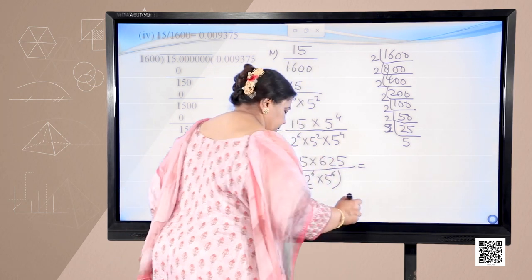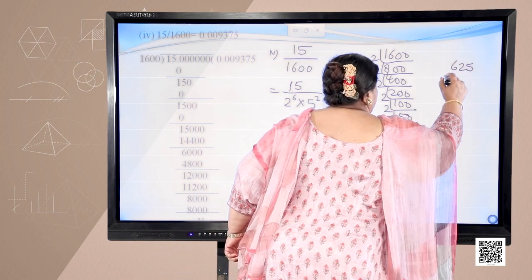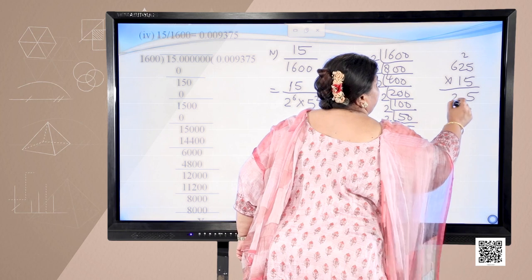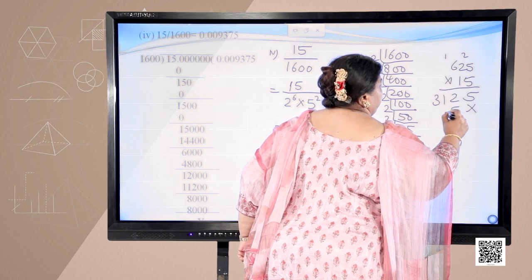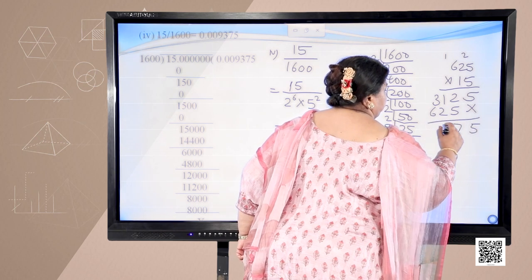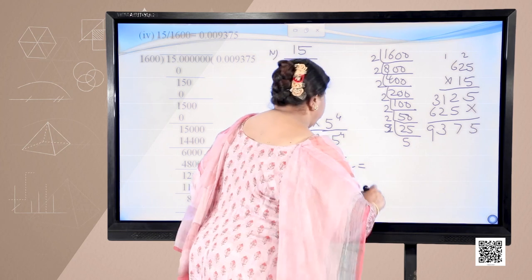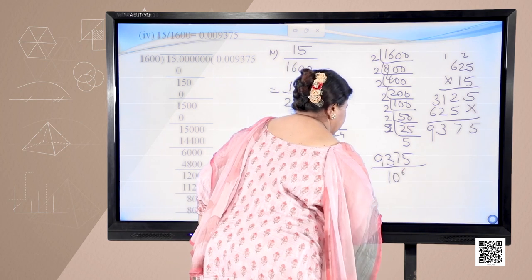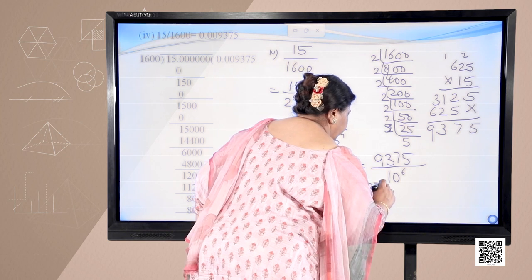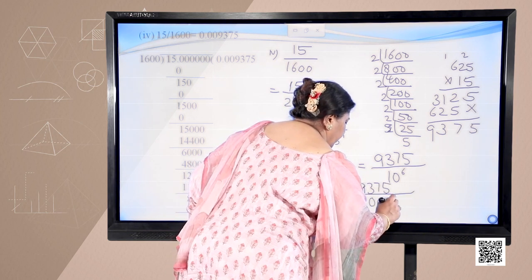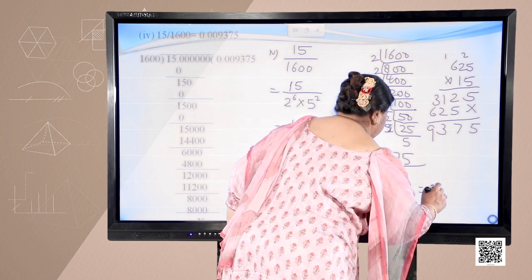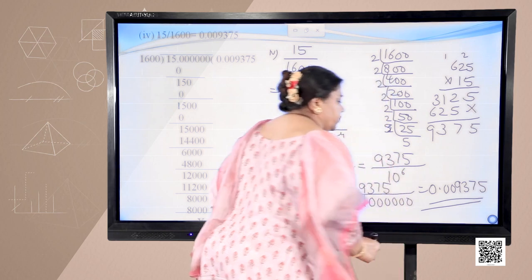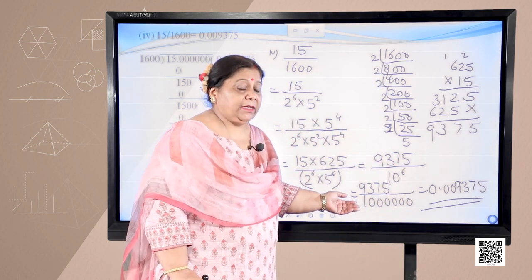which can be simplified as 5 to the 10 and 2 gives me 31.526. So, 9375 is the numerator upon 10 power 6. That means 9375 divided by 1 followed by 6 zeros, which can be written as 0.009375. So, students, I hope you have understood this method. Now, let us see the next part.